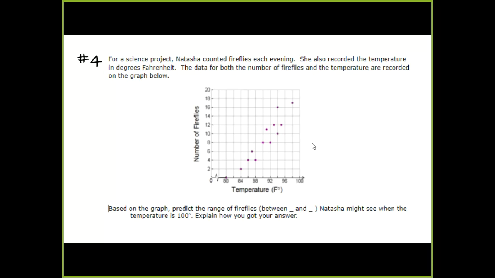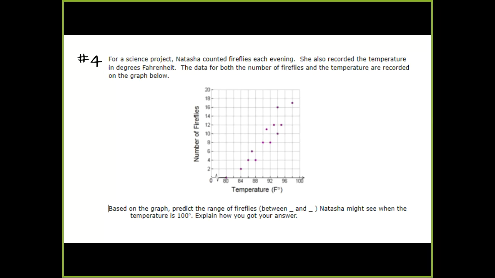All right, so it wants us to predict how many fireflies when the temperature is 100. First of all, when we make our line, we need to find 100 degrees. Are we going to do that on the y-axis or on the x-axis? So first we need to find 100 degrees. So where is degrees at? It's on the x or on the y? Temperature, degrees. Yeah, it's on the x.